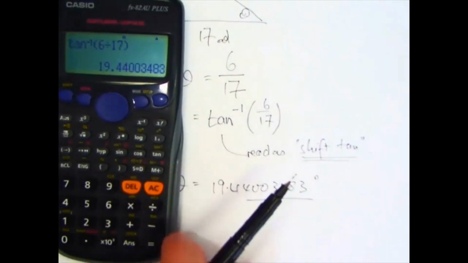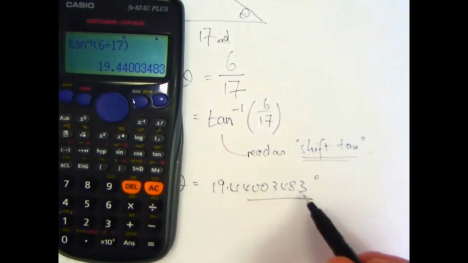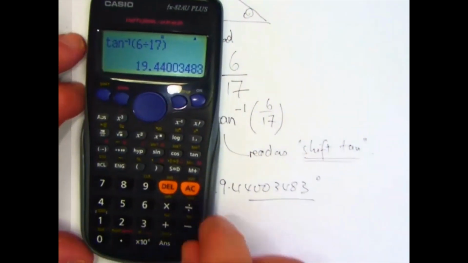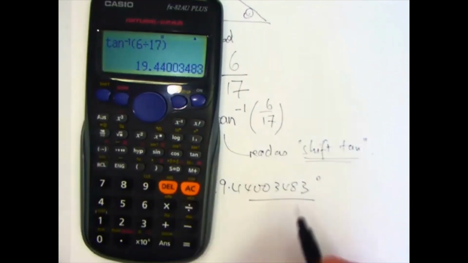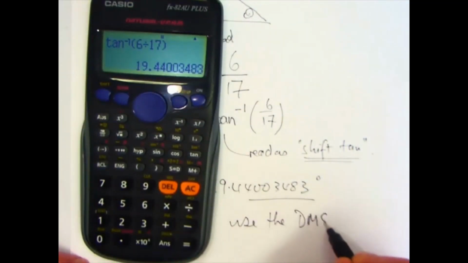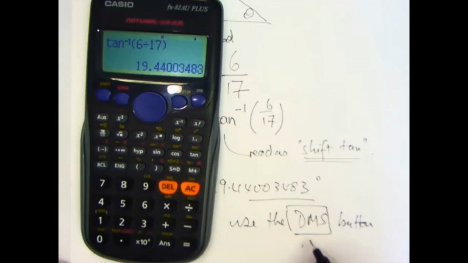You know for a fact that it's 19 degrees and there's a bit left over. Now, the easy way to convert this is as follows. What we now do is use, I'll just write this out, the DMS button. Now, in the older calculator style, it used to be called DMS, which stands for degrees, minutes, and seconds.